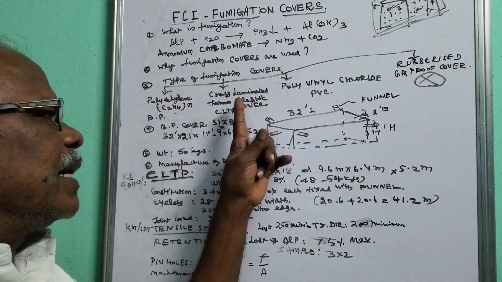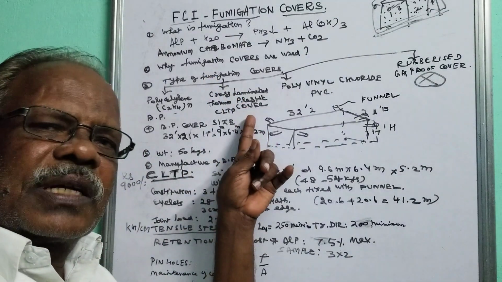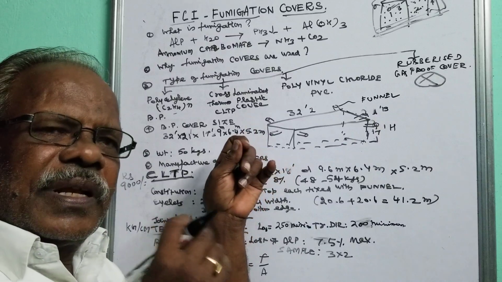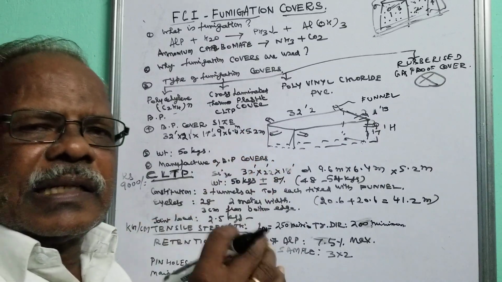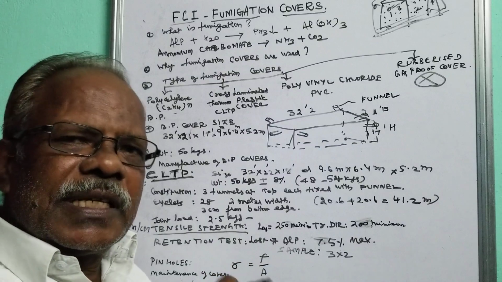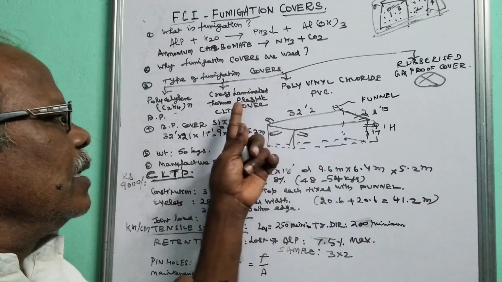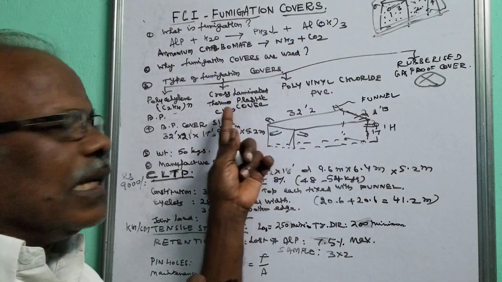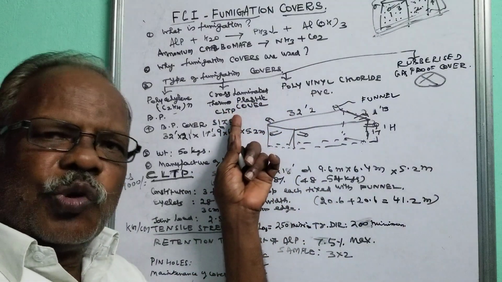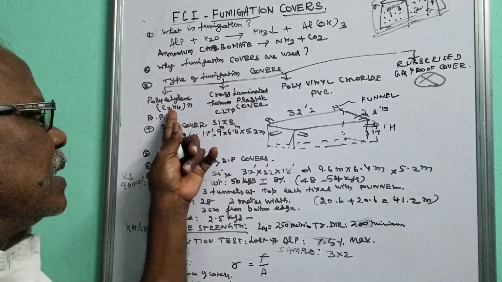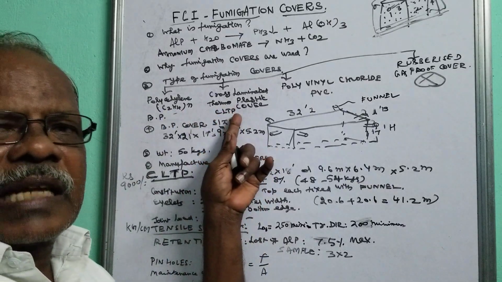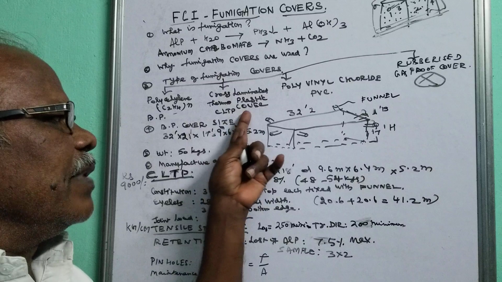And this cross laminated cover is very good and somewhat easy to handle. It is also 50 kgs, easy to handle, and the longevity of the cover is also more when compared to the black polyethylene cover. That's why we are using cross laminated thermoplastic cover nowadays.